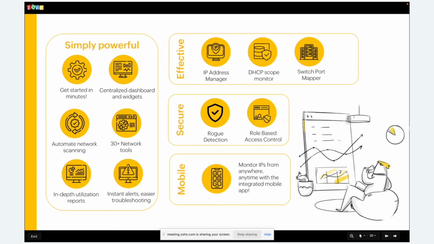It helps you manage your IP address space, your DHCP scopes, and the switch ports. It also helps you secure your IP address space from rogue devices using a rogue device detection module, which helps you prevent intrusions from affecting your network. You also have role-based access controls like we discussed, and OpUtils has a mobile app that helps you monitor IPs from anywhere, anytime with ease.